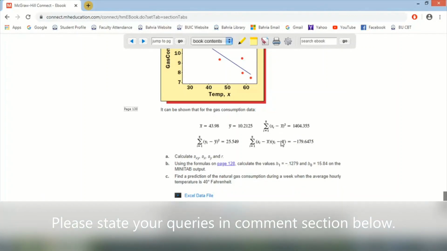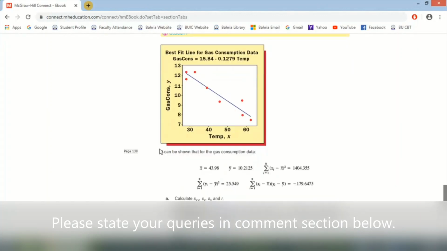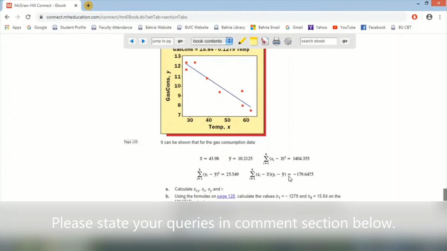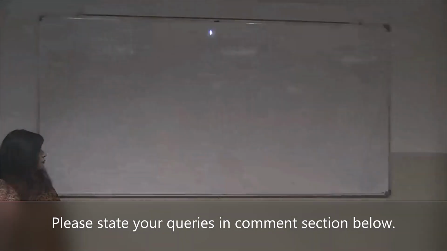Okay, let's just resume. Now we're going to be shifting to the board so that we can attempt this question. We have different values here, x bar and x minus x bar square. We have y minus y bar, x minus x bar into y minus y bar. So let's just see what they're asking us to do.